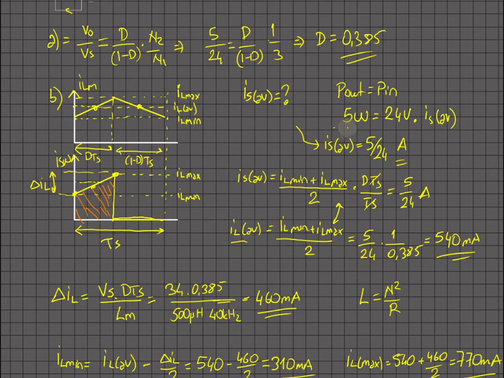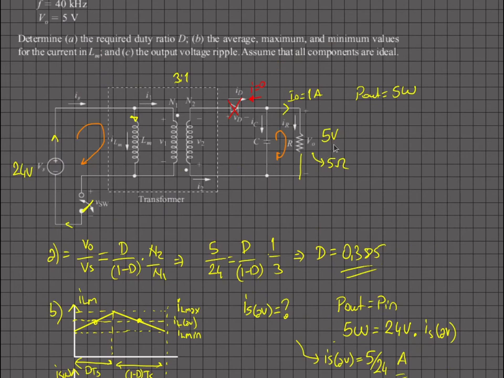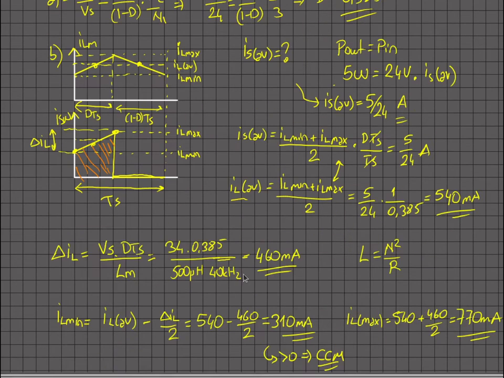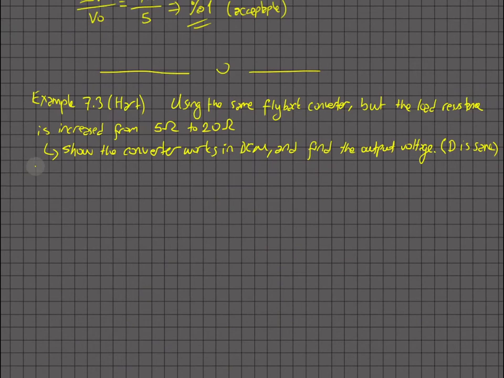So in the previous example, remember, we had 5 volts and connected a 5 ohm resistance. So our output current was 1 amp and our output power was 5 watts, and we were trying to find the average of the source current, assuming 100% efficiency. So let's do the same thing and assume continuous conduction mode. Now R out is equal to 20 ohm, so you can calculate if it is DCM.